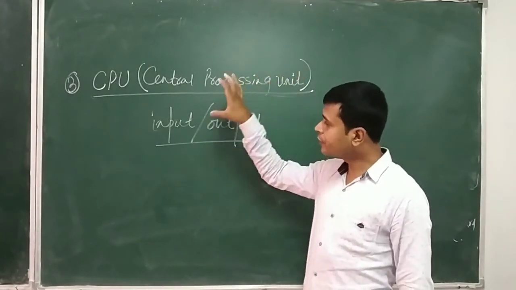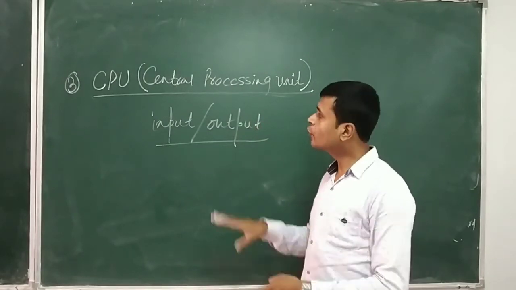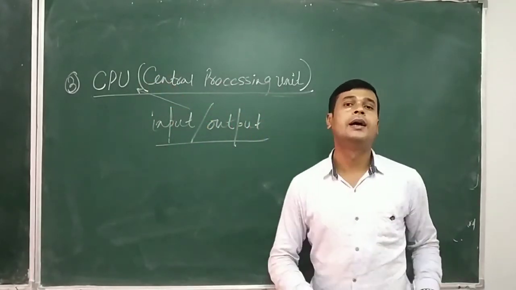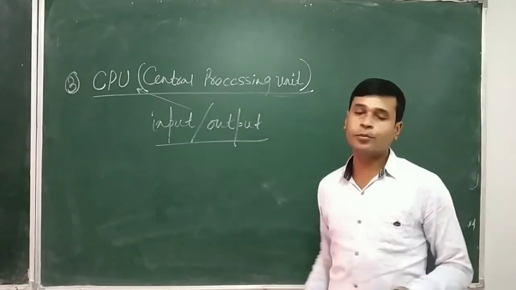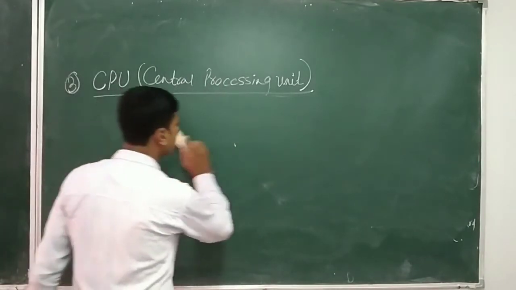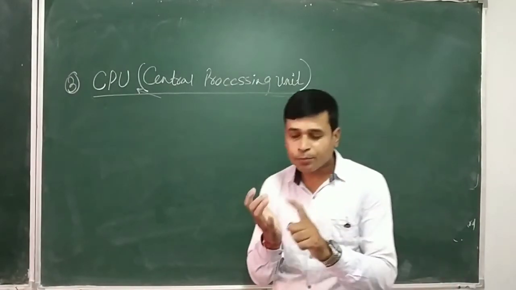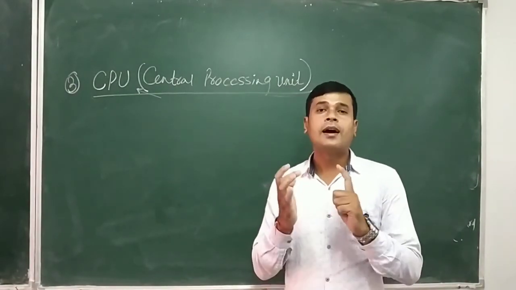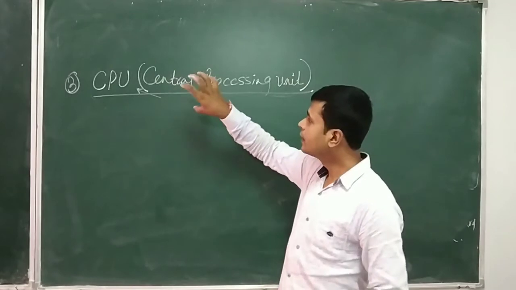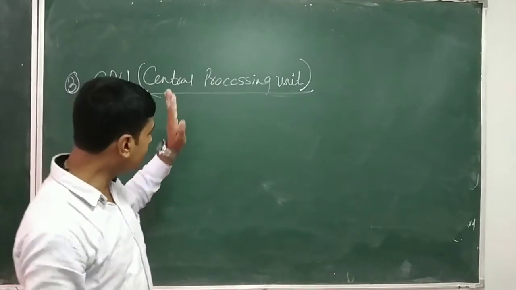So it controls all the input and output devices which are connected to the CPU. The CPU will keep controlling everything. Therefore it is called the brain or heart of the computer. Every device connected to the CPU, the input devices like mouse, keyboard, scanner, and output devices like printer, speaker, all the input and output devices are controlled by this unit.